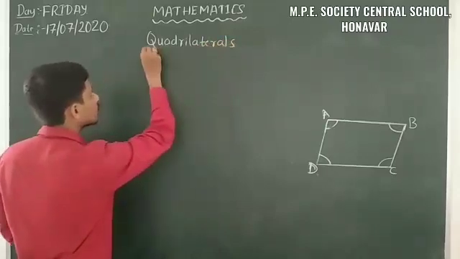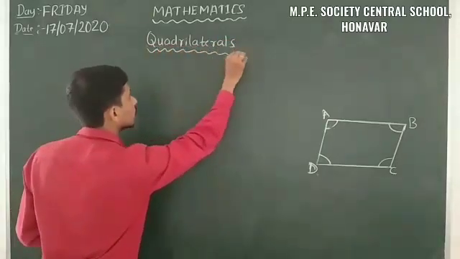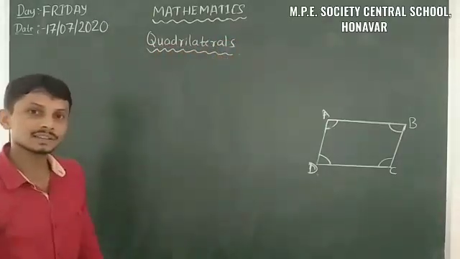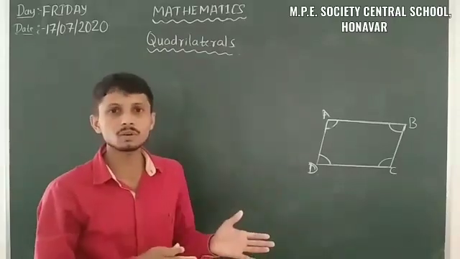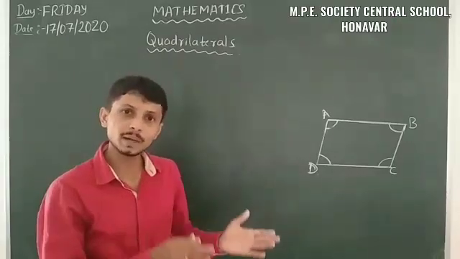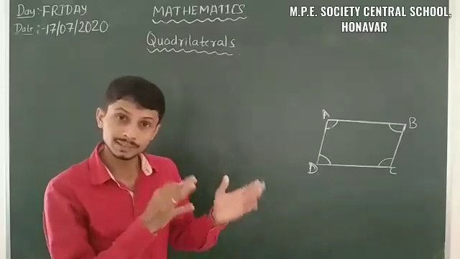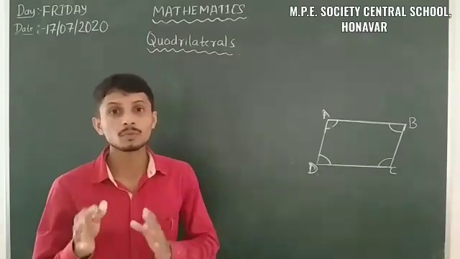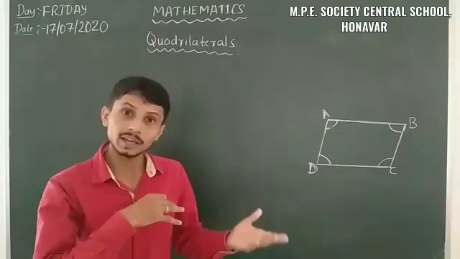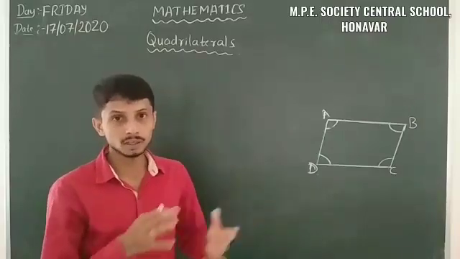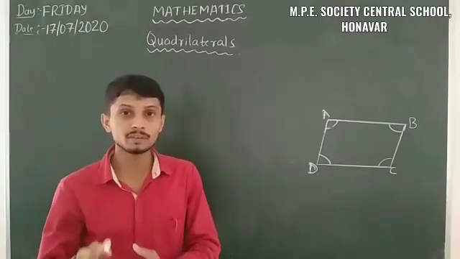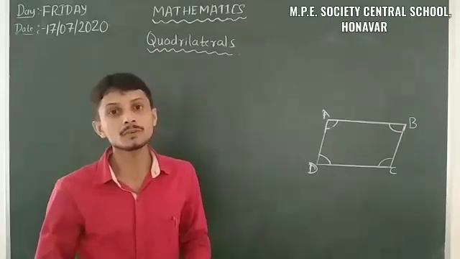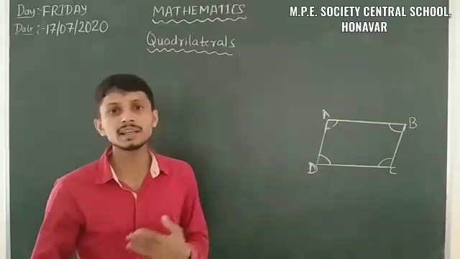Quadrilaterals. Then what is meant by quadrilaterals? It's a closed curve made up of 4 line segments, or it's a polygon made up of 4 line segments, or we can say it's a polygon having 4 vertices and 4 sides. We can call it any way.